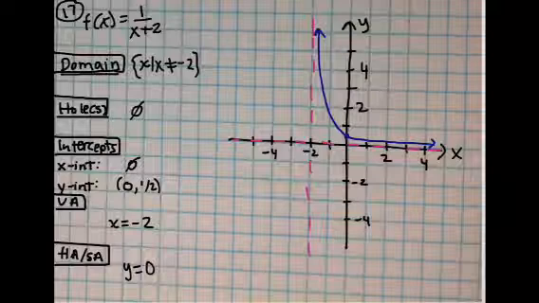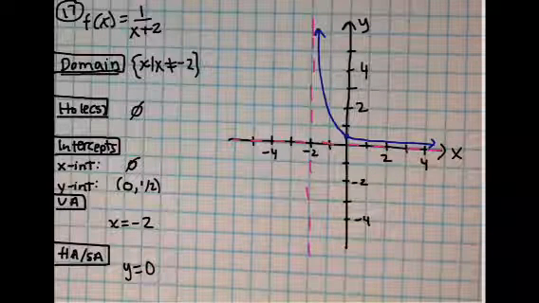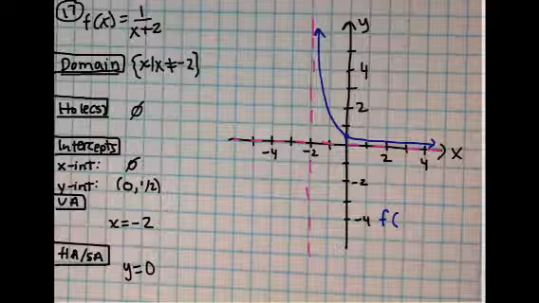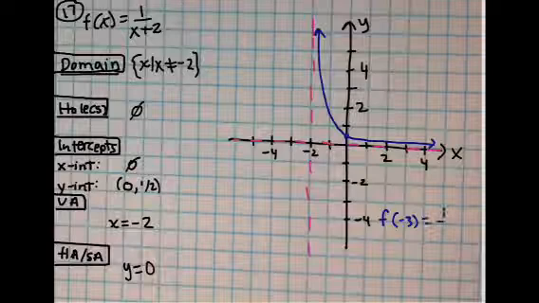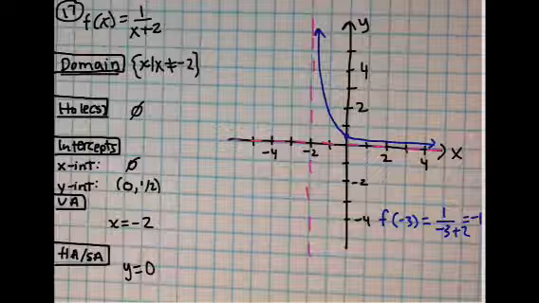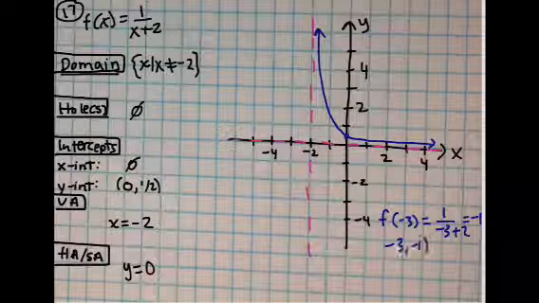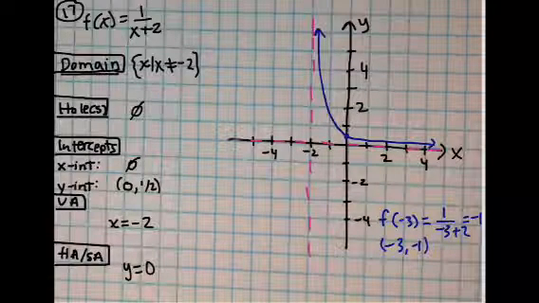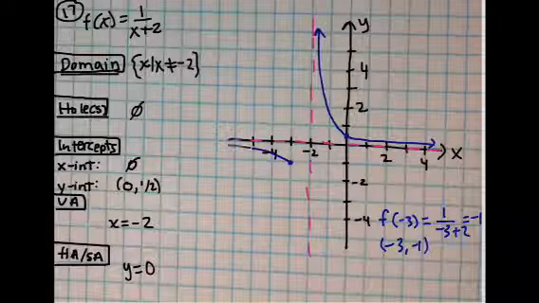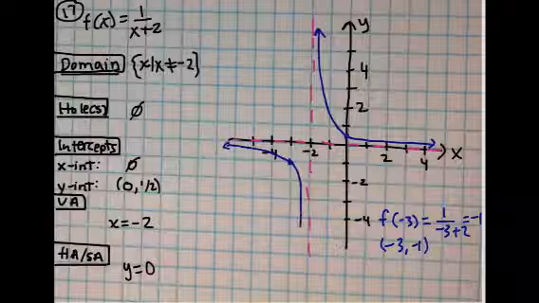Now for the left side, just to be on the safe side, I'm pretty sure it's going to go on the bottom half, but it doesn't hurt to just plug in a number. So we're going to plug in, let's say, f of -3. So f of -3 would be 1 over -3 plus 2. So that would give you -1. So (-3, -1) is a point on the graph, right here. And with that, we connect and connect.